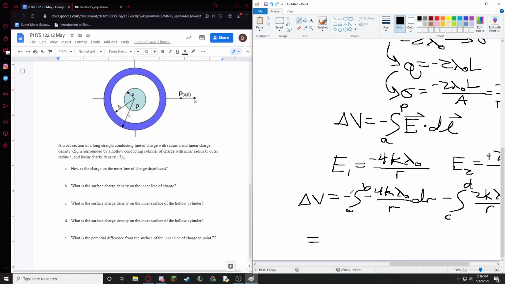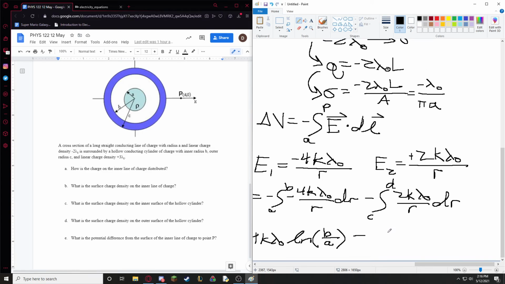We can go ahead and take these. Oh, go ahead. You said E1. That would be, you take out the 4K and the naught, and then we have a 1 over R dr, which would turn into ln. Natural log of R, which if we evaluate from A to B, that's just going to give us the natural log of B over A.